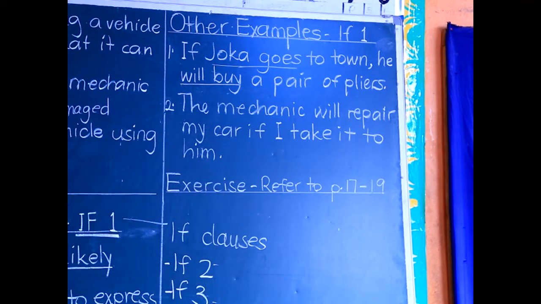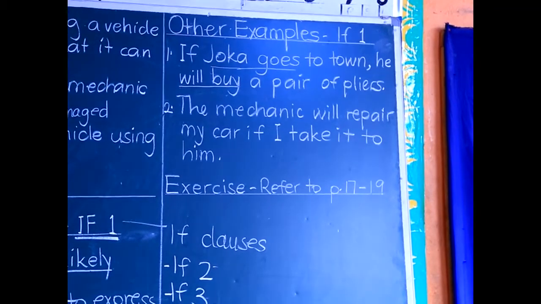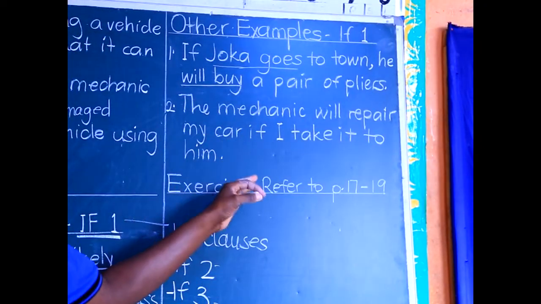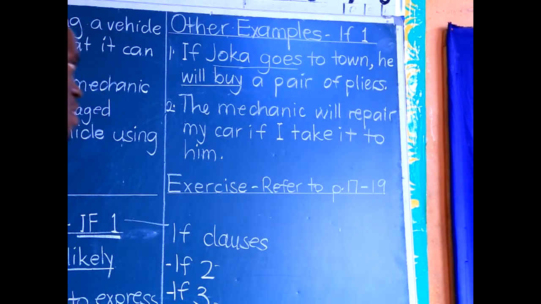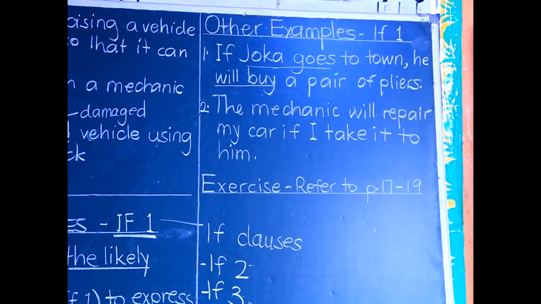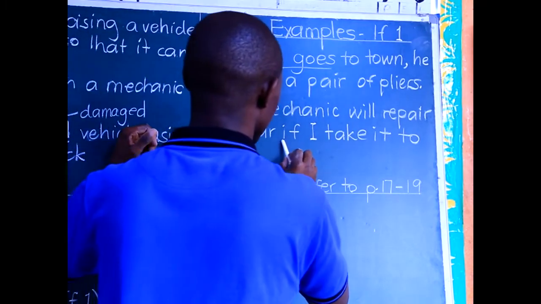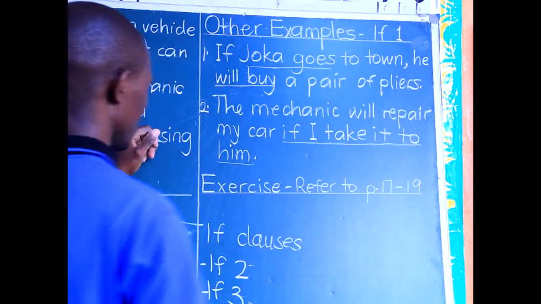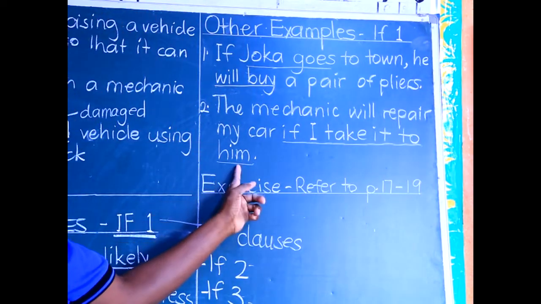We have example 2 which shows you that. And example 2 is clear, no comma has been used. The mechanic will repair my car if I take it to him. I repeat, the mechanic will repair my car if I take it to him. If I decided to begin with the if clause, I would begin with these words. These words will be appearing at the beginning, but not him, because him is a pronoun.